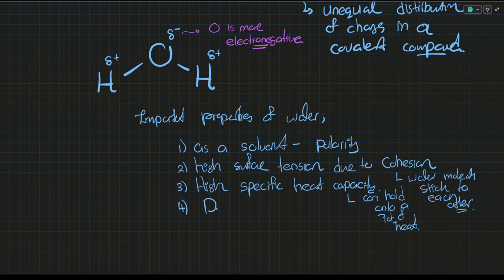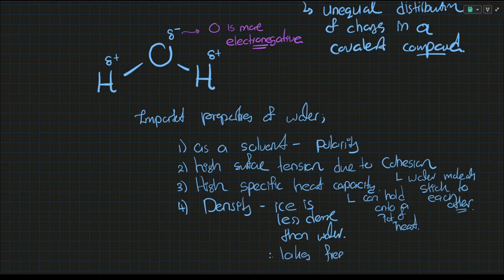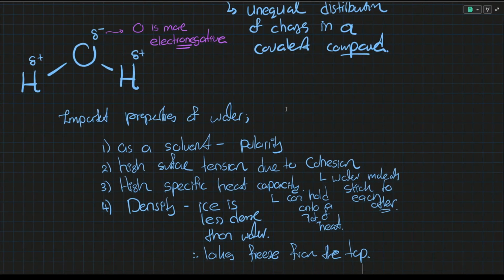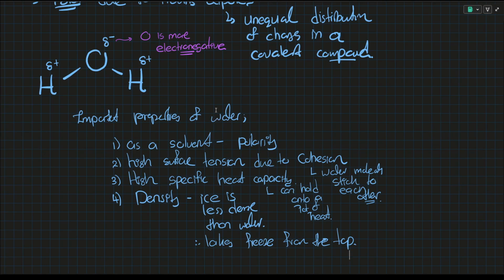Finally, density. Ice is less dense than water. Therefore, something interesting is that lakes freeze from the top. If lakes froze from the bottom, that would be a huge problem. Lakes freeze from the top because of density. Ice is less dense than water.